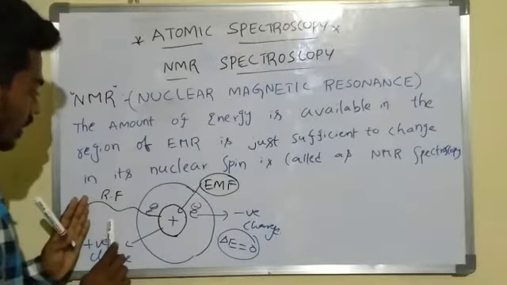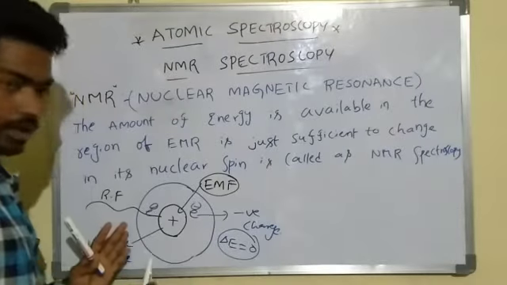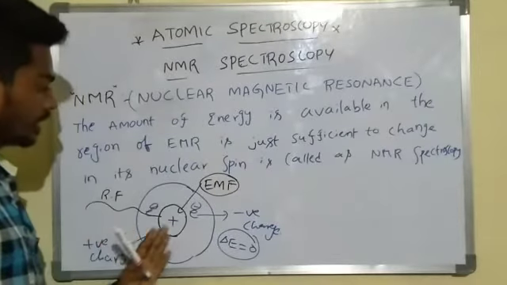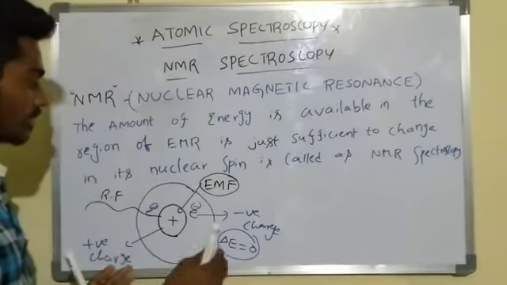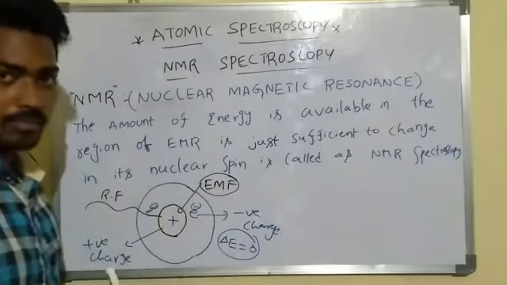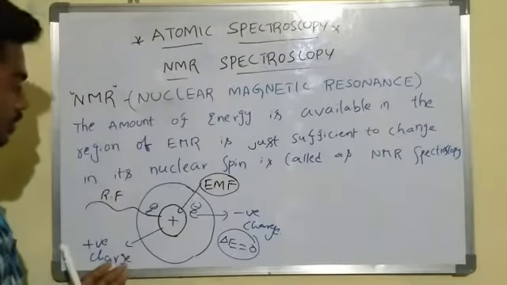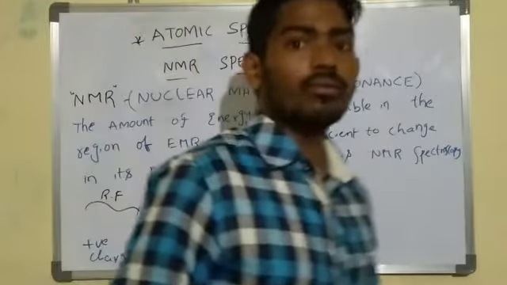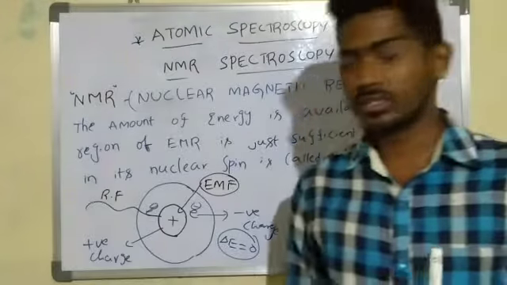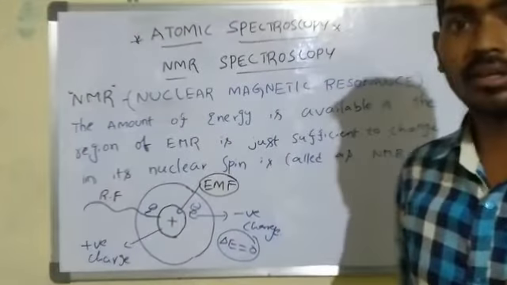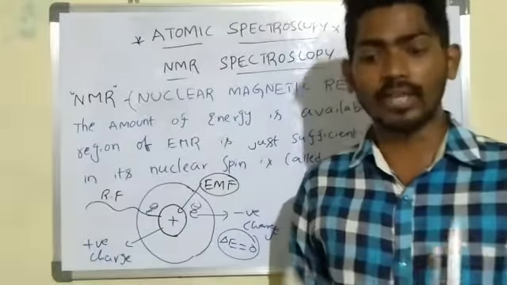After the removal of degeneracy, we provide a radio frequency on the sample or atom or nucleus. Then it gets transitions, and finally we get a spectrum or signal, the NMR, by using this NMR spectroscopy. Then we get the structure of this atom or molecule. This is the overall theory. And now, for example, we take a hydrogen atom.